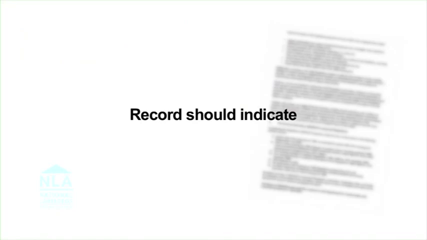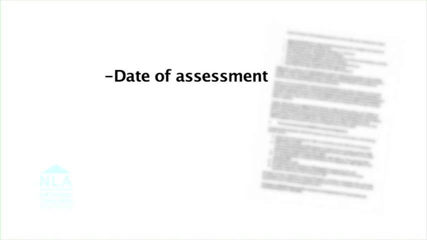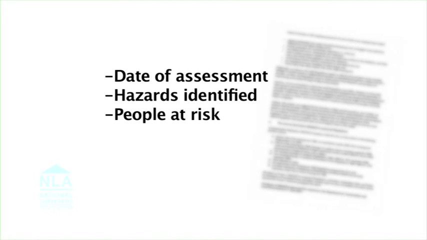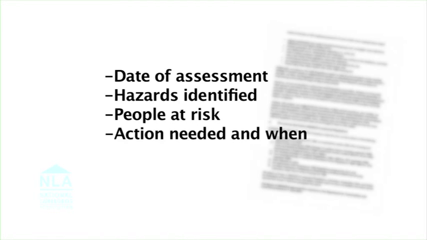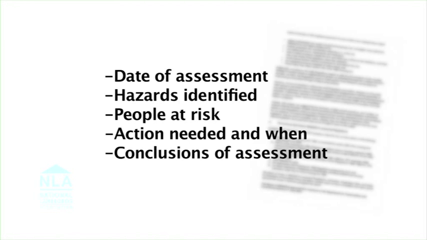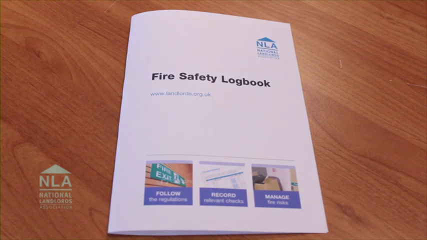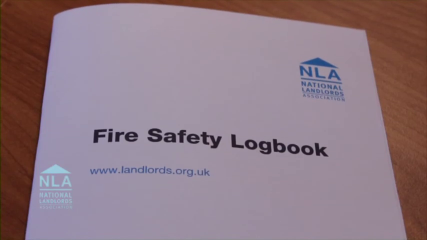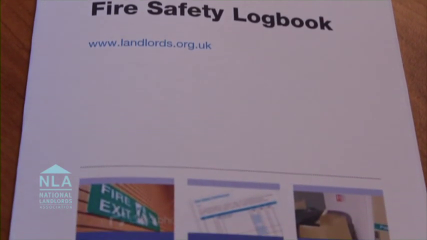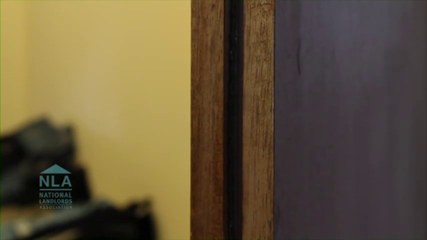The record should indicate the date the assessment was made, the hazards identified, any people especially at risk, what action has been and still needs to be taken and by when, and the conclusions arising from the assessment. The NLA has produced a very useful fire safety logbook which can help you keep records in one document. As well as a pro forma for the risk assessment, the logbook also details how often different items should be checked and whether by the owner or manager, or whether an engineer is required.